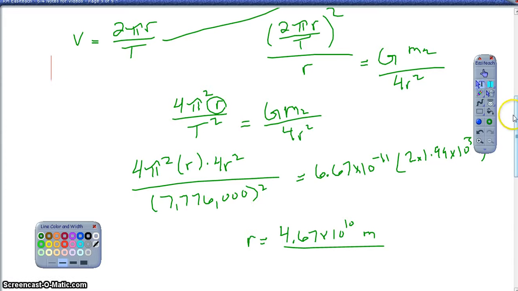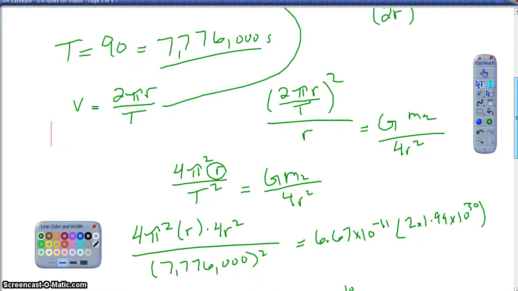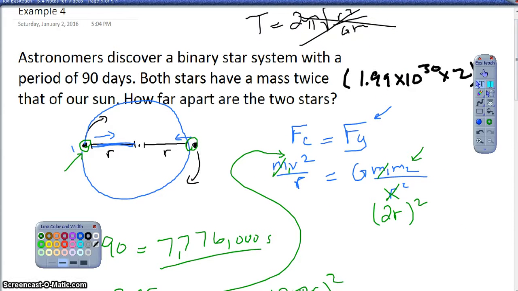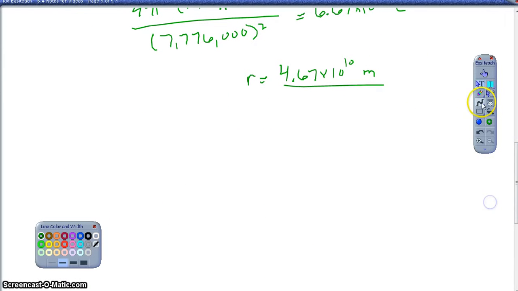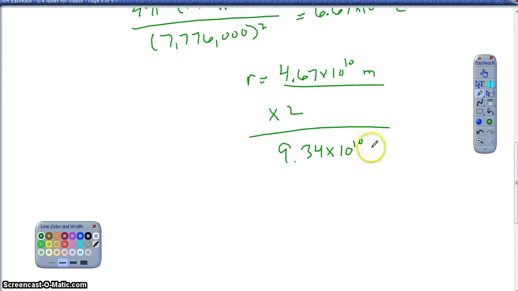So the only thing we have to consider is, have I actually answered the question yet? If I go back up to the question, how far apart are the two stars? Well, I just found the radius, right? I found the radius from the star to the center of gravity to be r, which is 4.67. I need to double that, though, to find the distance between the two stars. So I'm going to take that number and double it, and that will give me my final answer, which is about 9.34 times 10 to the 10th meters. So there is the separation between the two binary stars.